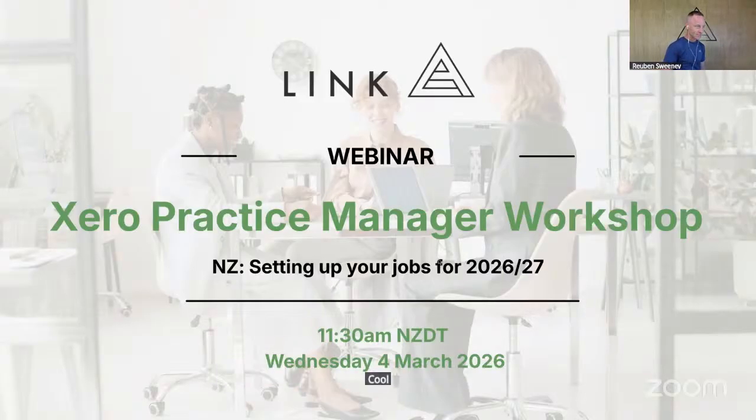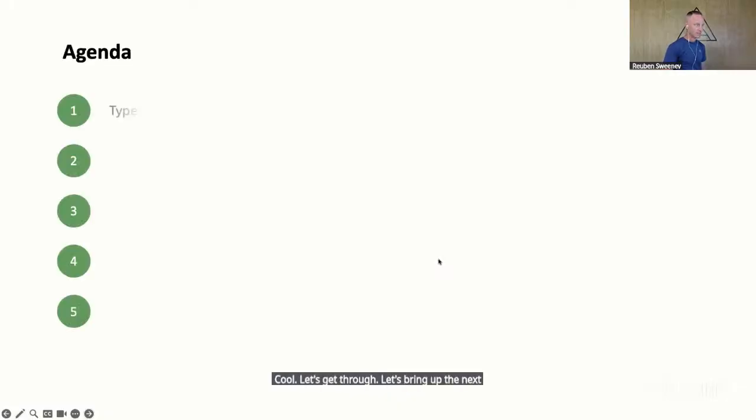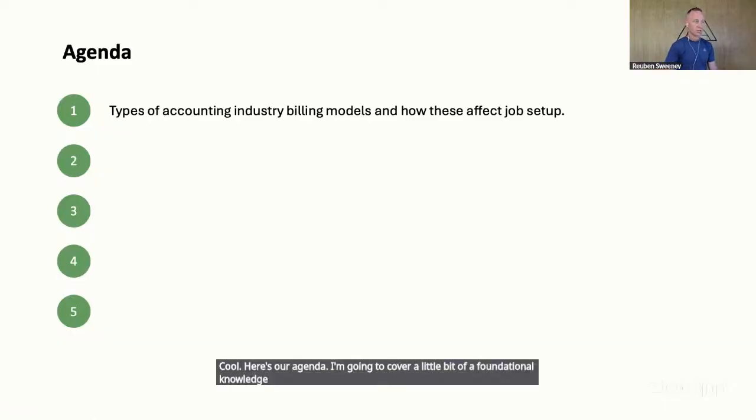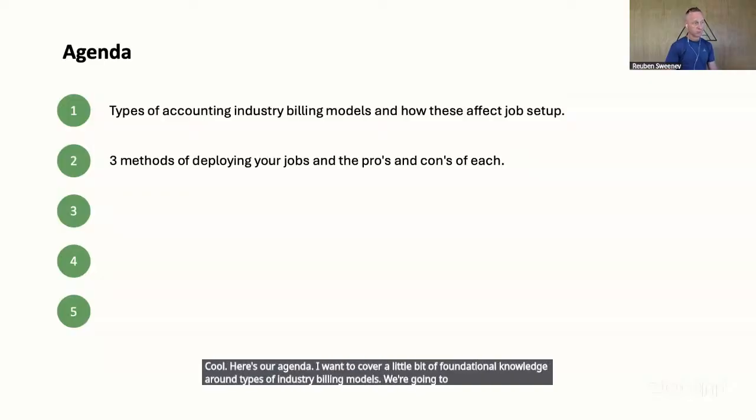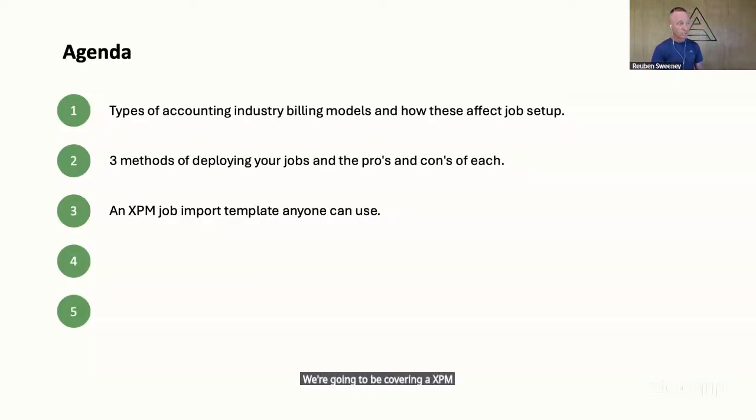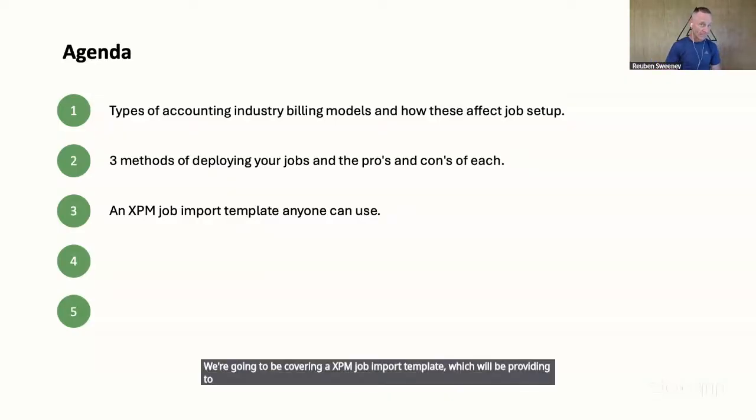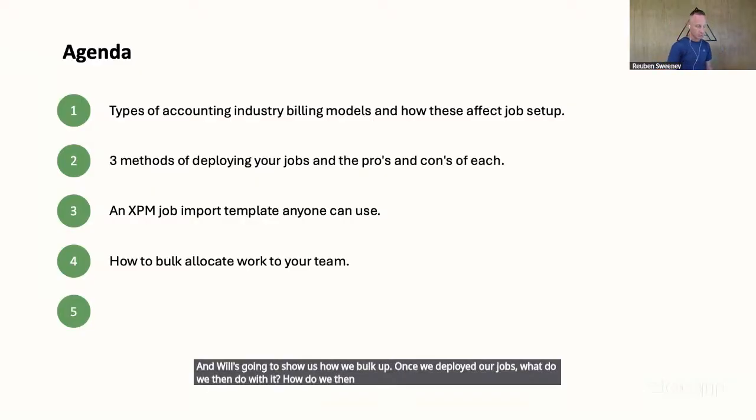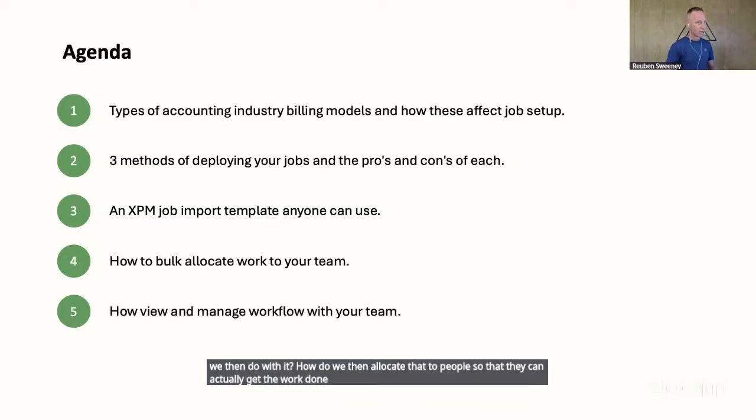Cool. Let's bring up the next slide. Here's our agenda. We're going to cover a little bit of foundational knowledge around types of industry billing models. Then we're going to cover the three methods of deploying your jobs and the pros and cons of each. We're going to be covering an XPM job import template, which I'll be providing to you in the chat if I can, or after this webinar. And Will's going to show us how we bulk up. Once we've deployed our jobs, what do we then do with them? How do we then allocate that to people so that they can actually get the work done? And then what does that look like from a day-to-day perspective for an everyday individual?